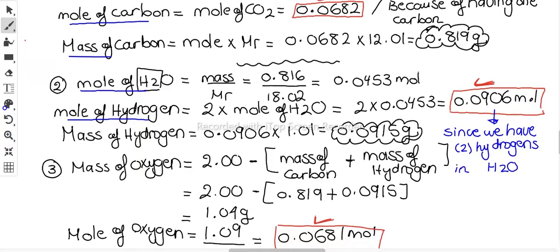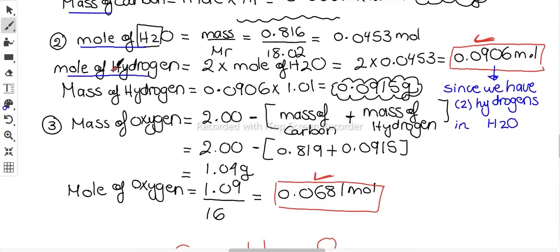Now we continued with the mass of oxygen. In this situation, we took the total mass of the vitamin C, which is presented inside the question, and we added the mass of carbon and the mass of hydrogen, and we subtracted it from the total.